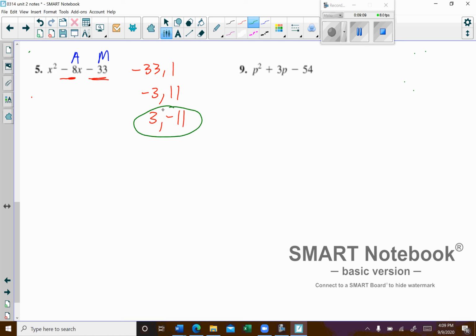But, all right. So let's go ahead and fill this in. All right, so let's see. I'm going to have an x here and an x here. X times x is x squared.